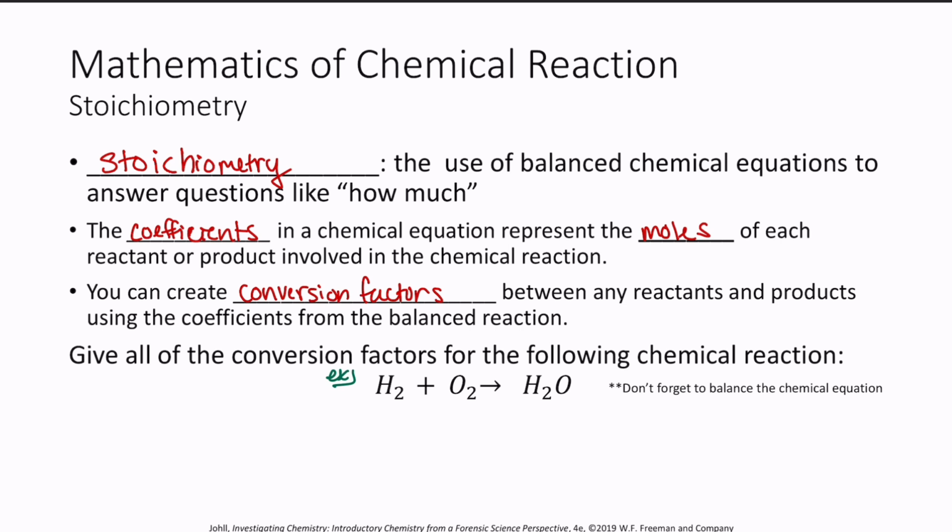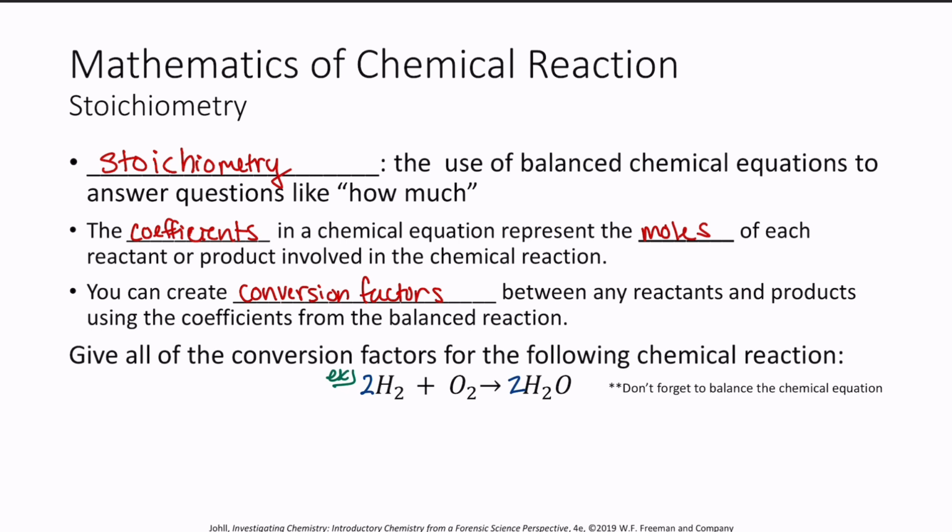In order to do that, I'm going to balance my oxygen by putting a 2 in front of the water. However, now I have four hydrogens on my product side, so I need to put a 2 in front of my hydrogen in order to make the hydrogen balanced. So now that I have a balanced chemical reaction, I can read this as 2 moles of hydrogen react with 1 mole of oxygen to yield 2 moles of water.